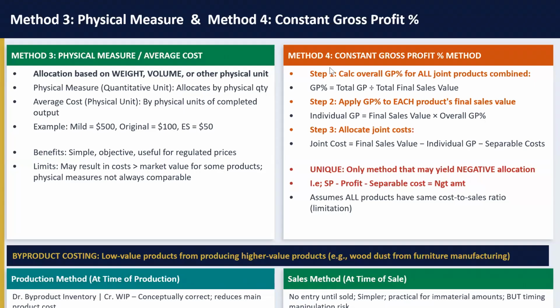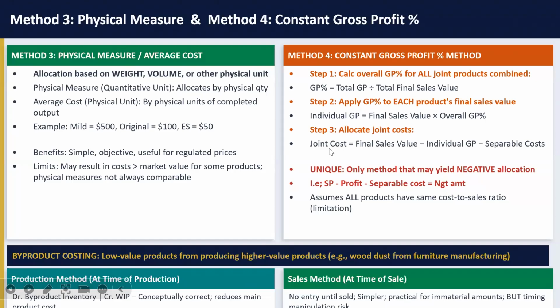Next up, we have the constant gross profit method. It's very simple. First, we will find out the gross profit percentage: total gross profit divided by total sales value. Then the individual gross profit for each of the products we will calculate. The final sales value of the product, which we get after further processing cost, multiplied by the overall gross profit percentage. Then the overall gross profit percentage multiplied with sales value, you will get the gross profit that you need to subtract.